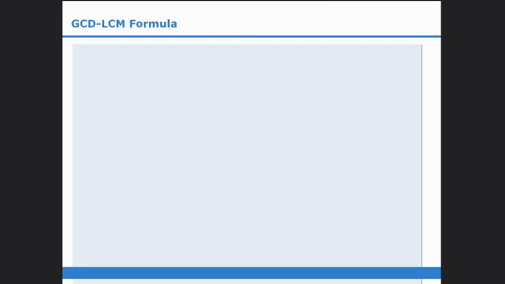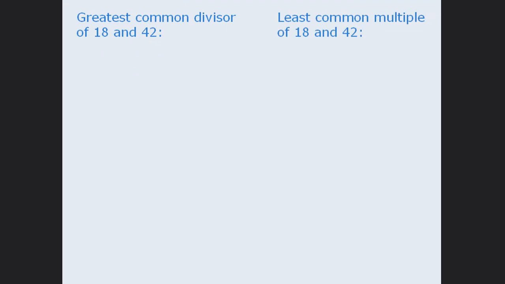In this lesson, we'll examine a formula that shows the relationship that exists between the greatest common divisor and the least common multiple of two numbers. To demonstrate this relationship, we'll find the greatest common divisor of 18 and 42, and we'll find the least common multiple of the same two numbers. In both cases, we'll use the prime factorization technique. So we'll begin by finding the prime factorization of both numbers, and then we'll find all of the prime numbers that they have in common.